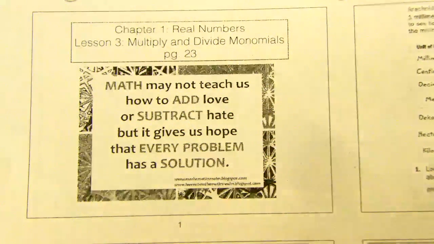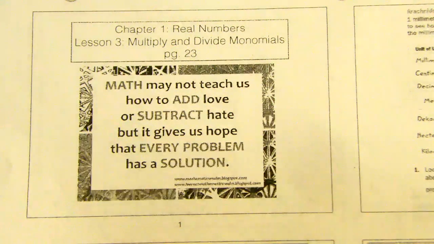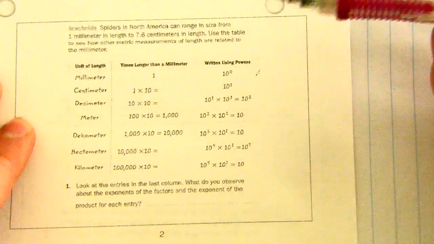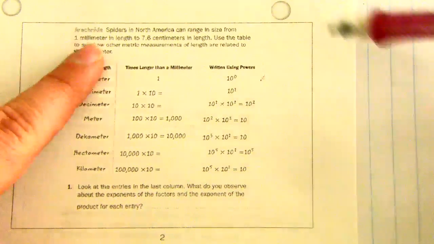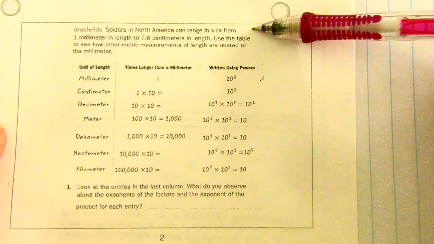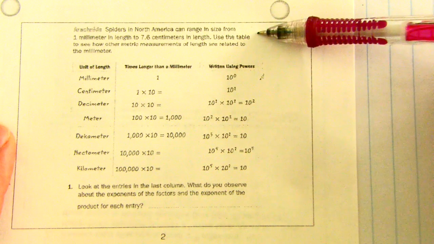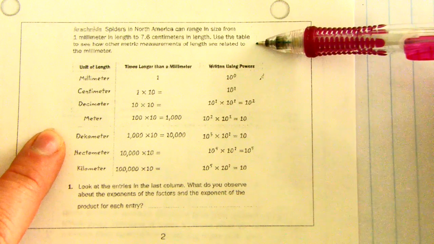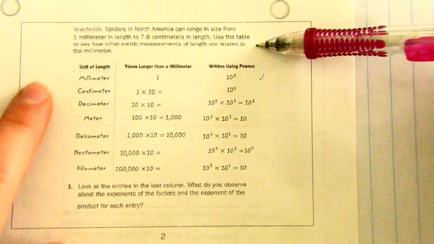All right, if we move on to multiplying and dividing monomials, that would be something that's by itself, like a cubed, or there's only one operation involved. So on slide 2, it's going to give us some stuff to fill out here, some fun facts about arachnids. Spiders in North America can range in size from 1 millimeter in length to 7.6 centimeters in length. That's really gross. Use the table to see how other metric measurements of length are related to the millimeter.